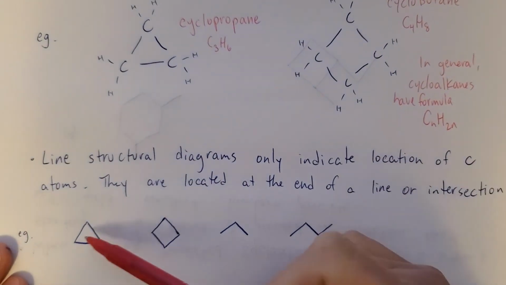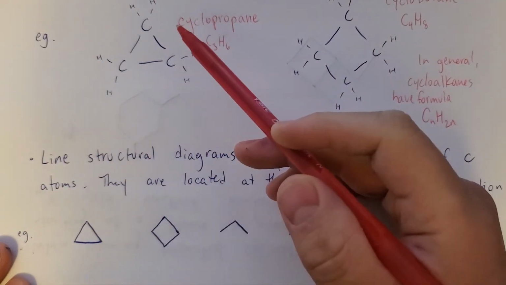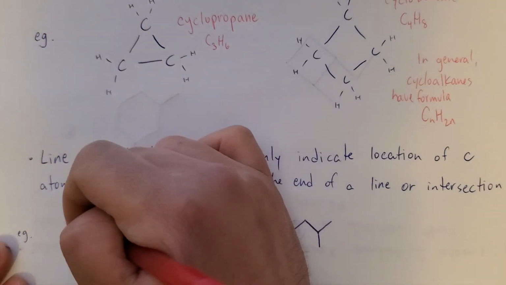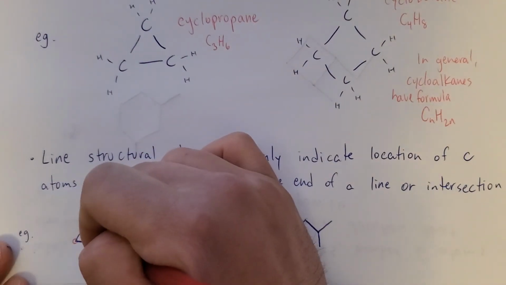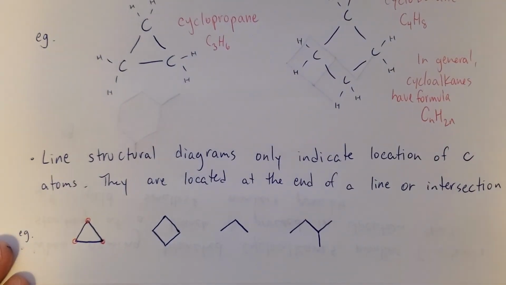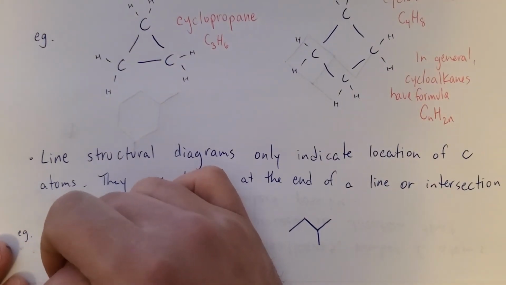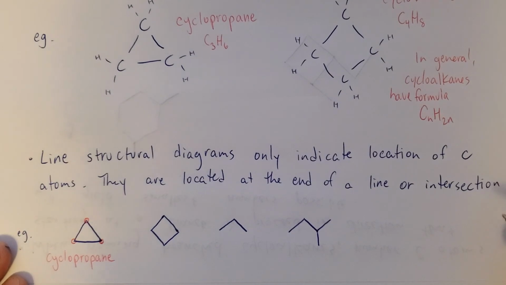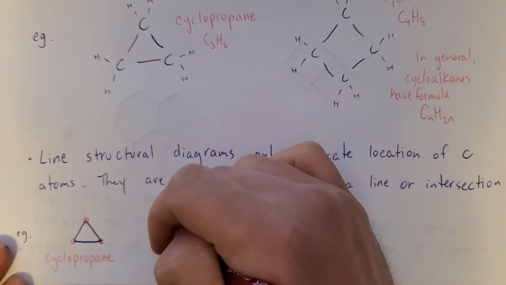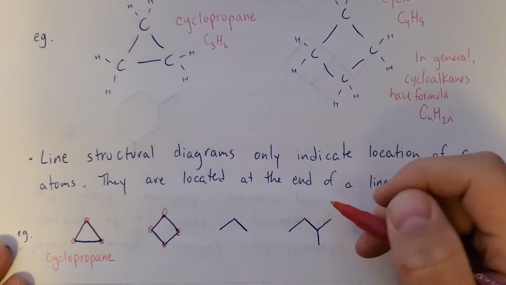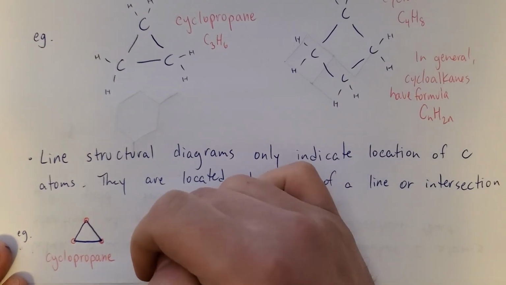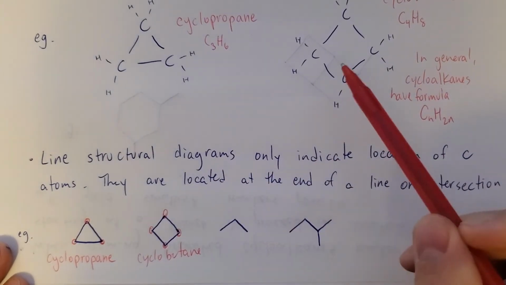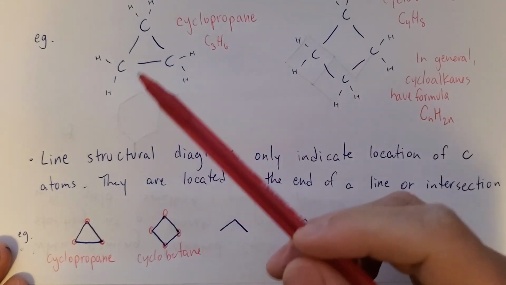Check it out. This one, does it look like that? Following the rules, the carbons are at the end of lines or intersections. The intersections are here, here, and here. That is cyclopropane. This guy, I drew it as a diamond. You could draw it as a square. That's cyclobutane. So I just wanted to show you how useful it is because it's much quicker.